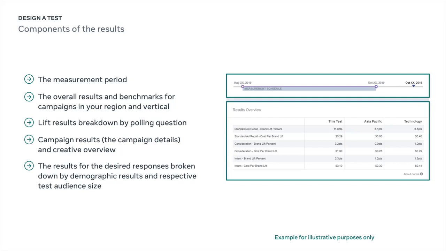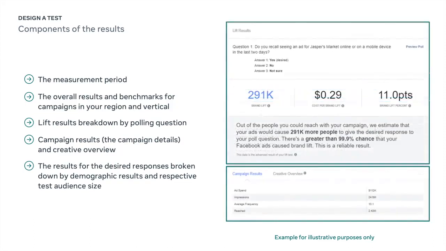This also includes benchmarks for campaigns in your region and vertical. It's important to remember that the benchmark results are specific to either the country or the vertical, but not both. In this report, the results are compared to tests for the technology vertical in Asia Pacific. However, the information here is compared to all tests in Asia Pacific as well as to tests for the technology vertical worldwide. There are also breakdowns of the lift results by polling question.